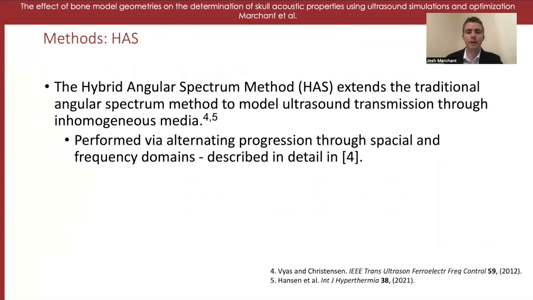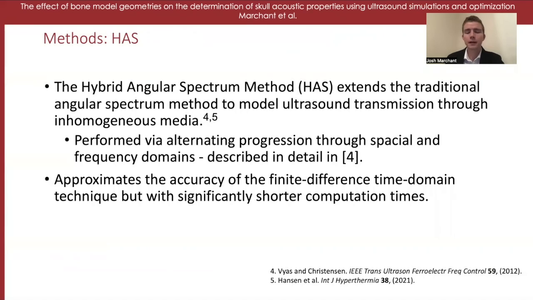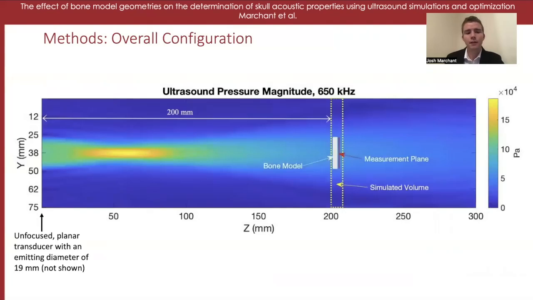HAS allows for the rapid simulation of ultrasound transmission through inhomogeneous media by alternating between the spatial and frequency domains. This process is described in detail in the reference publication. Because HAS is more computationally efficient than most wave modeling strategies, it presents a promising alternative when performing iterative and computationally heavy optimization tasks. The experimental setup for each simulation was structured as follows.